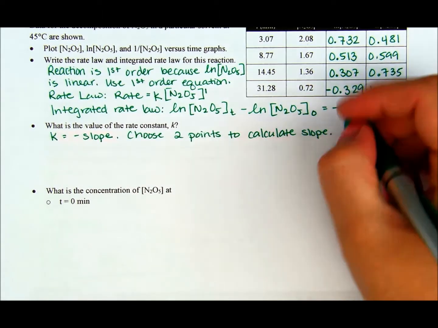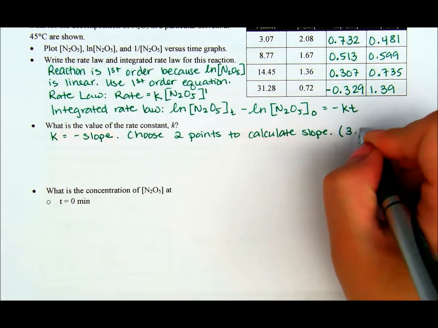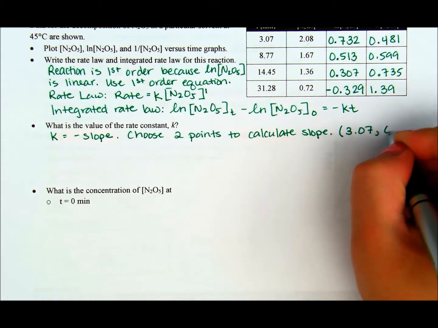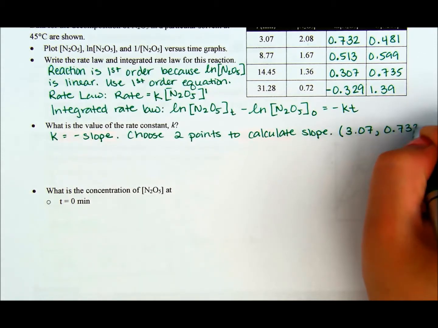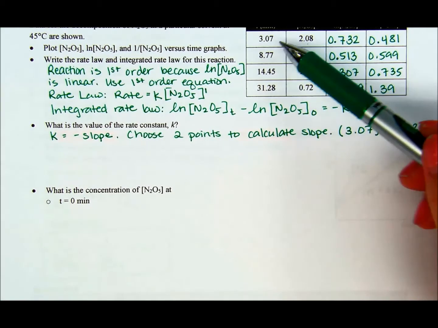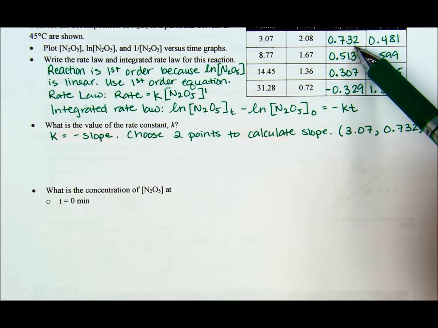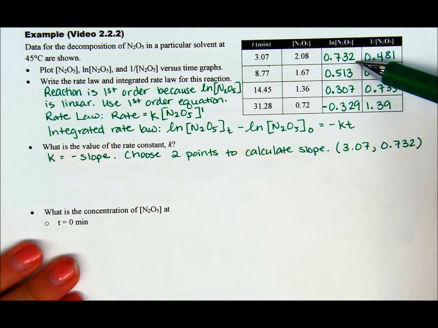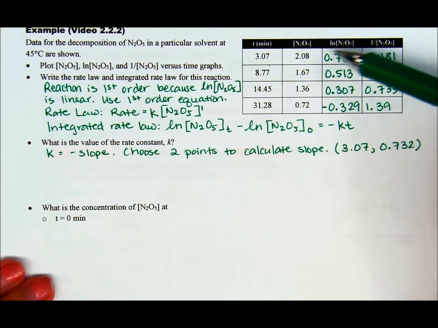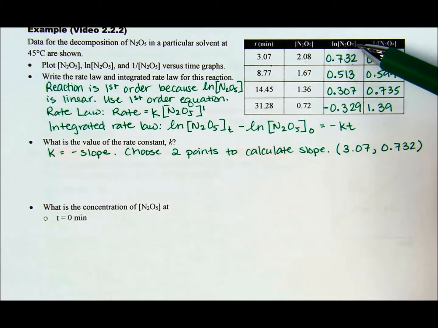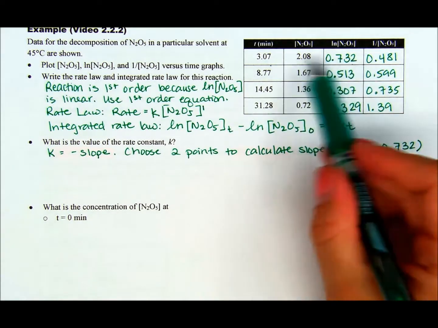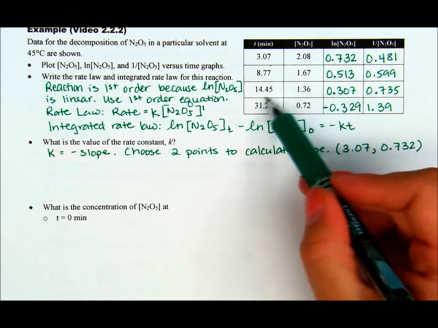I'm just going to go ahead and choose 3.07, 0.732, so that's my first point. So 3.07 is that time, and 0.732. Notice that I'm using the point for the concentration under natural log. I'm not just using the concentration there because I know it's first order, so I need to use this version of our numbers here.